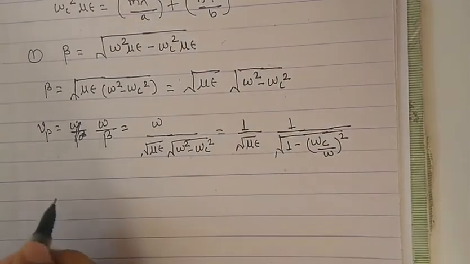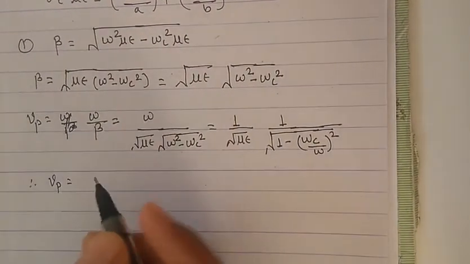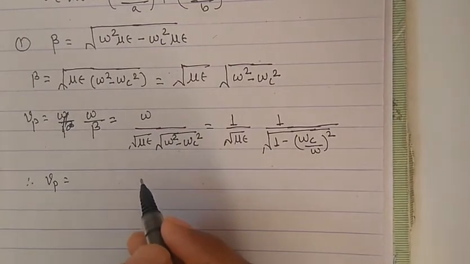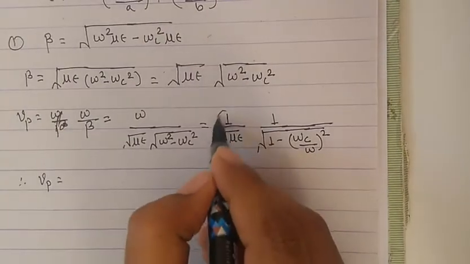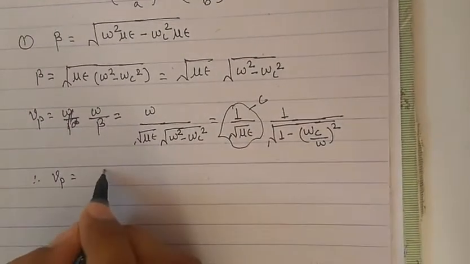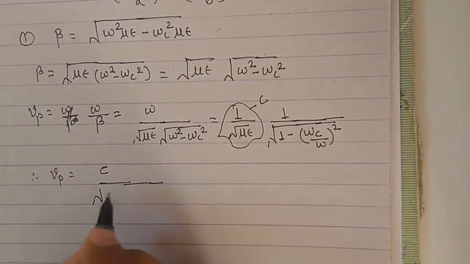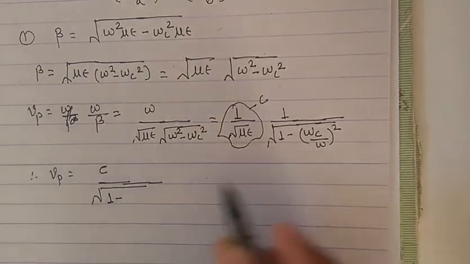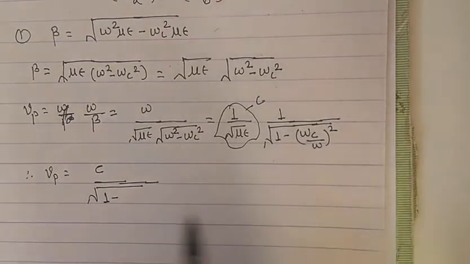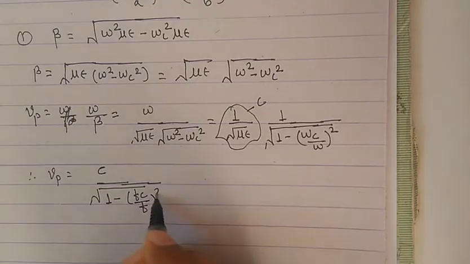That is, our phase velocity will be, with 1 upon the square root of mu epsilon being c, c over the square root of 1 minus (omega c over omega) squared. Omega c is 2 pi fc and omega is 2 pi f, the 2 pi cancels, so that can be written as c over the square root of 1 minus (fc by f) squared.